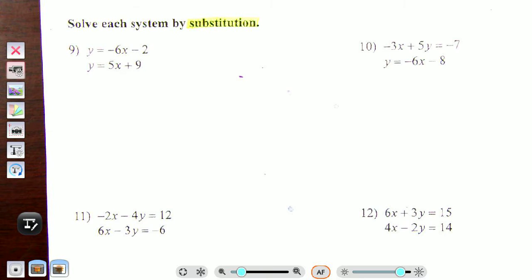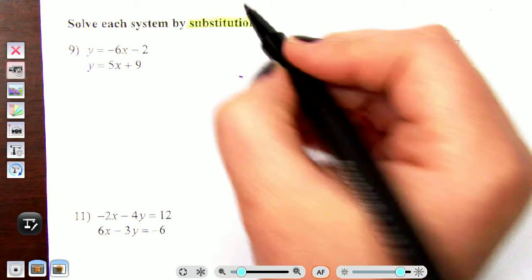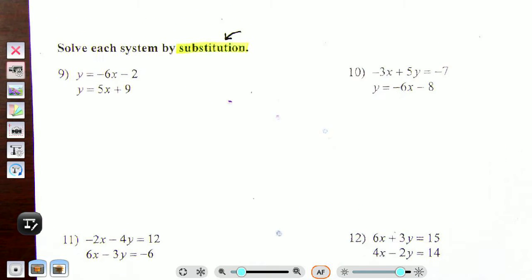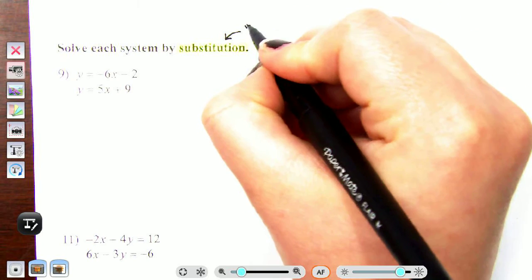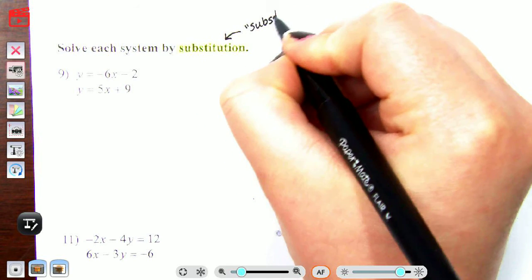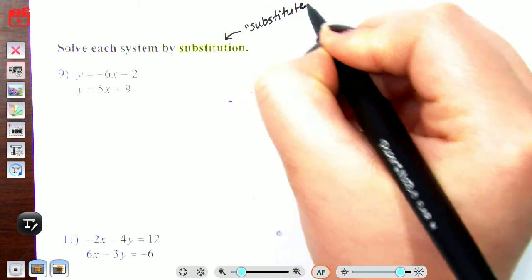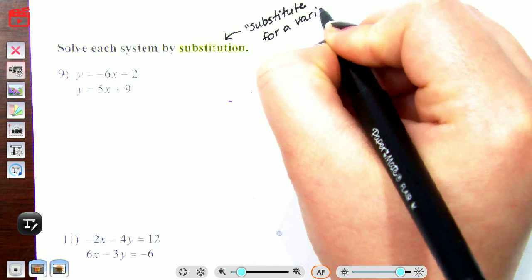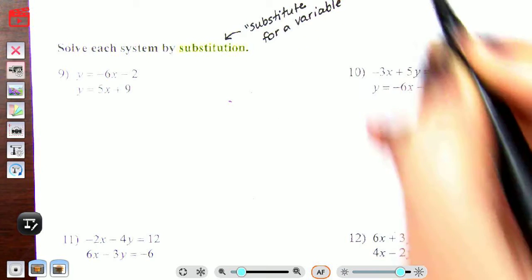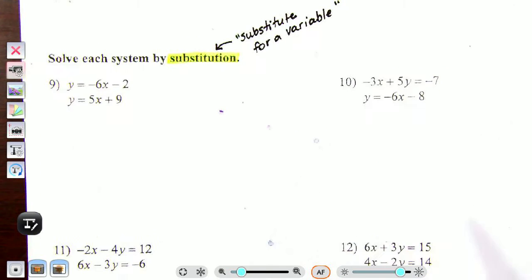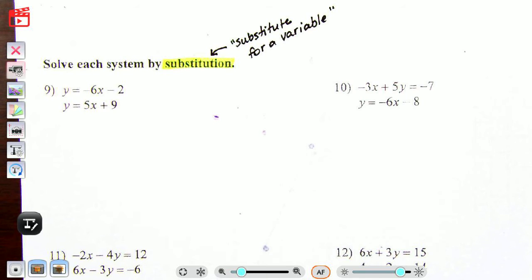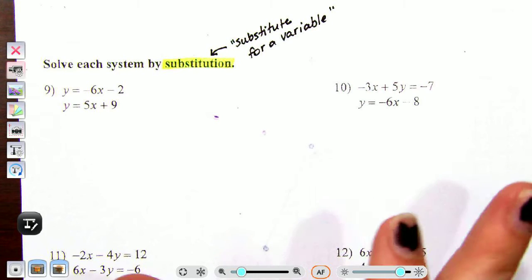All right, number 9, the objective of substitution, the whole point of substitution is to substitute for a variable. You're going to plug in something for something. And that sounds funny, but bear with me.